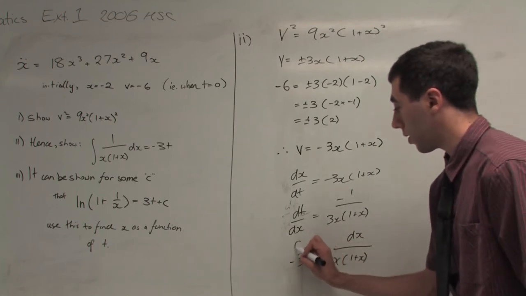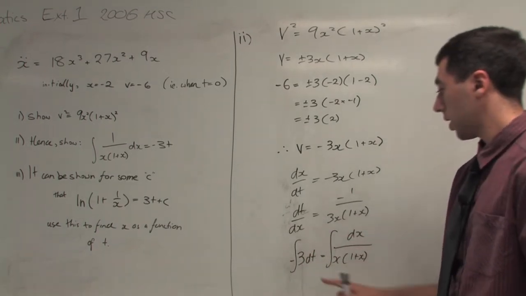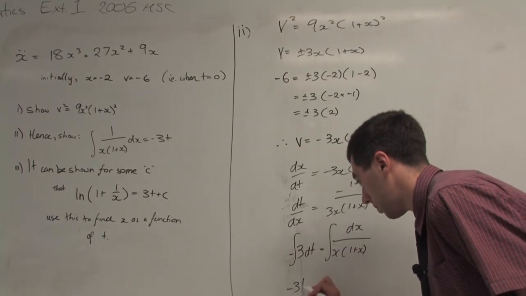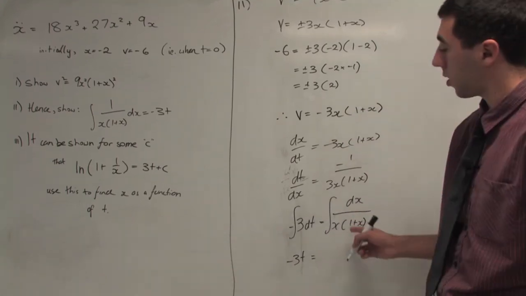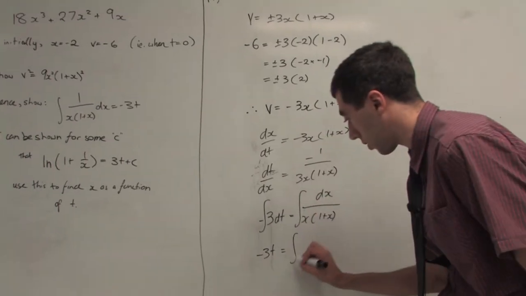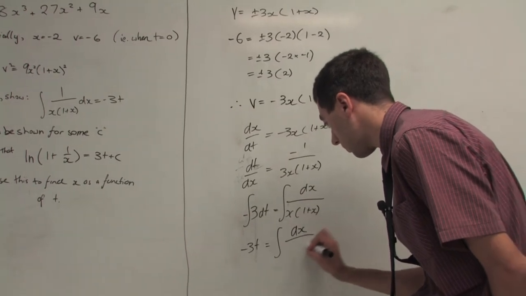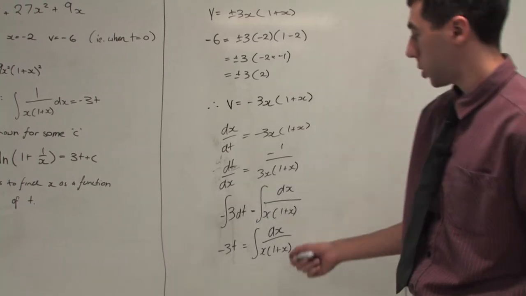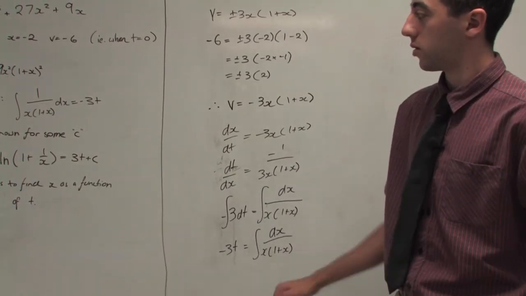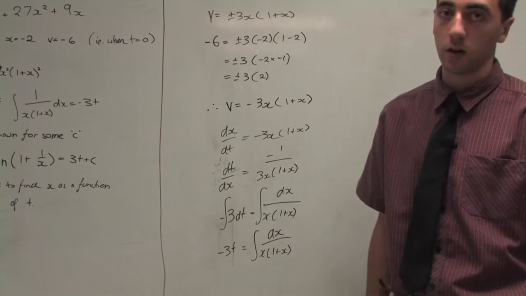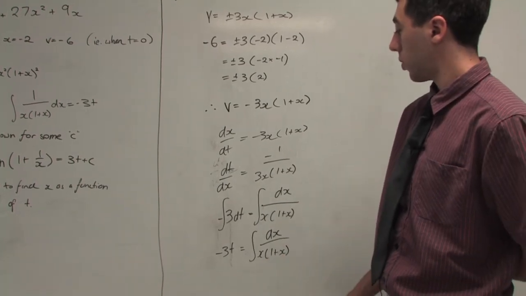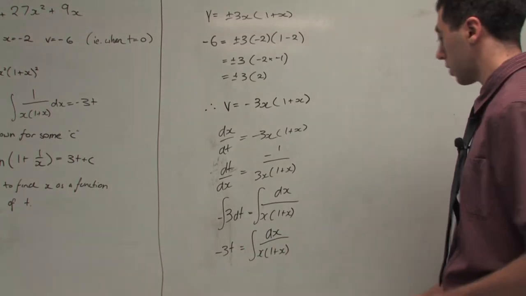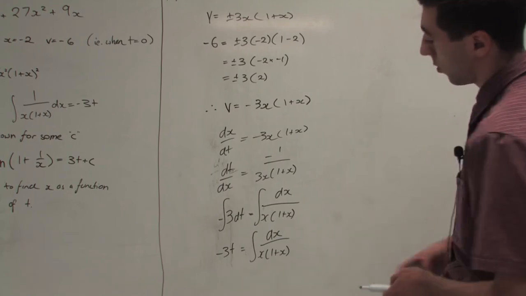So if I integrate that and integrate that, so as we know, the integral of 3 is 3t, and then we're going to leave this because we do not know how to integrate this with our 3-unit knowledge. And normally there should be a constant here, but for some reason there is no constant in the question, so we're going to leave it like that. But that is how we do part 2. So as we've shown, minus 3t is equal to the integral of dx over x times 1 plus x.